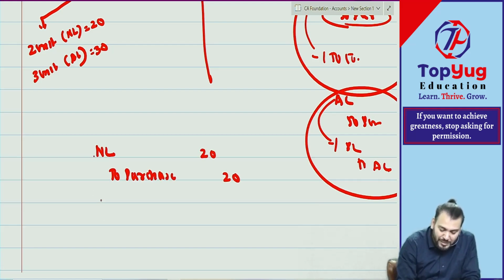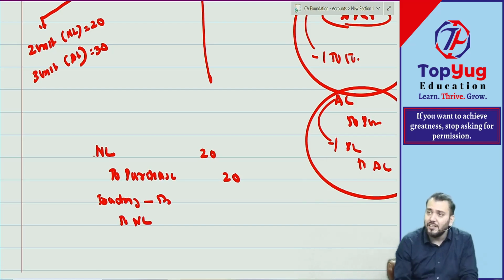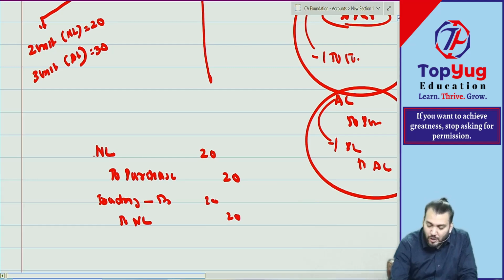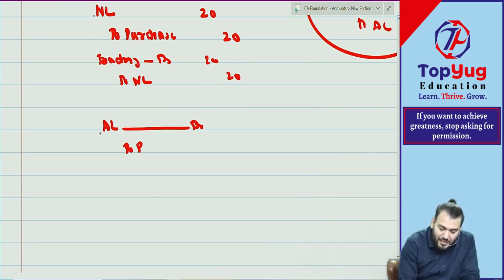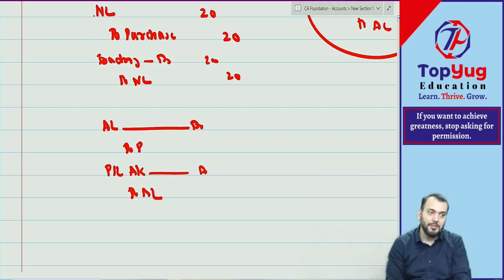And this normal loss will be debited to which account? Trading account. So you'll say trading account debit to normal loss. Correct. Now the abnormal loss journal entry. First remove abnormal loss from what? Purchase. So abnormal loss account debit to purchase. And then abnormal loss will be debited to which account? P&L account. P&L account debit to abnormal loss. Super, super.